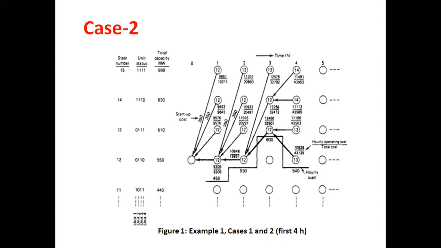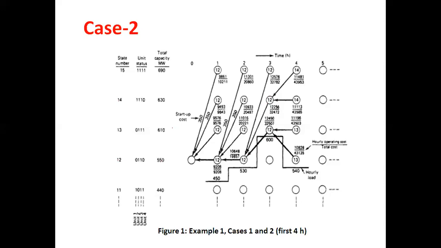So in order to meet that, if I use the concept of the priority list scheme, as the load demand was 600, the 550 capacity at state 12 cannot meet the load demand of 600. So using the priority list scheme, state number 13 is omitted, it is not there, so it is moving from 12 to 14, whose capacity is 630.